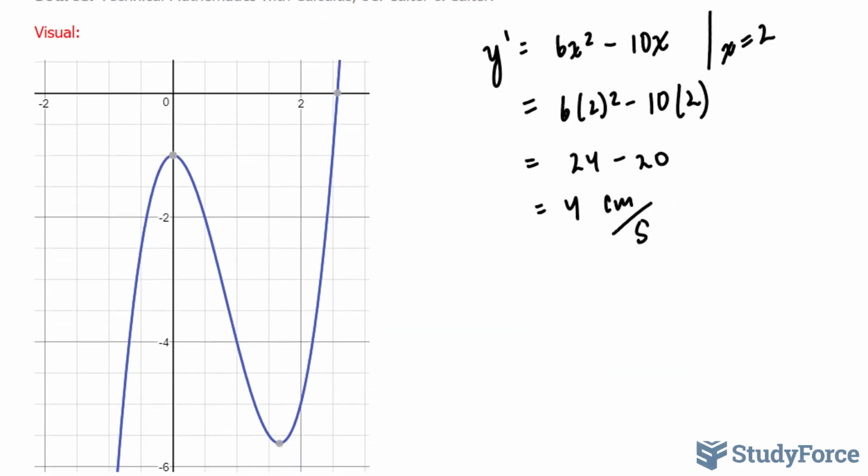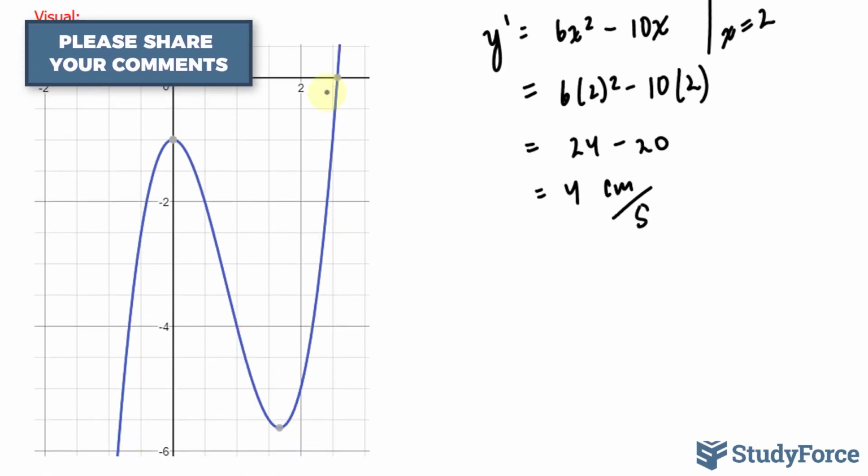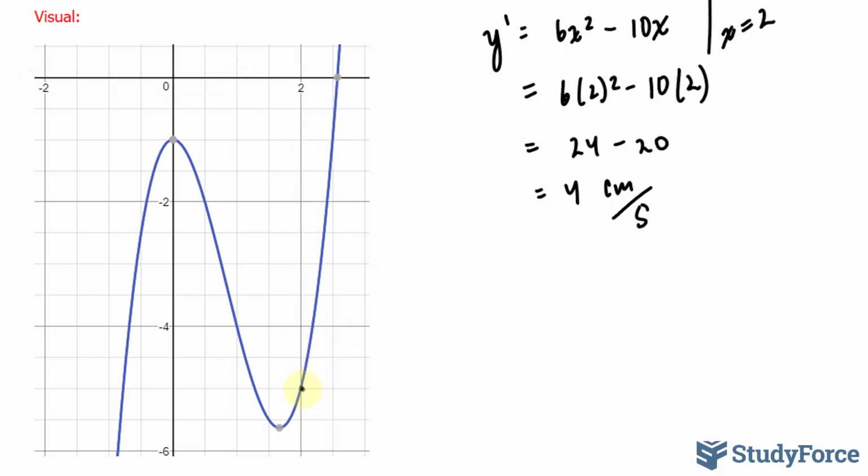Well, I've gone ahead and plotted the original equation, and it looks like this. At x is equal to 2, here's x is equal to 2, we have a point. And if we draw a tangent line along this point, and it's a perfect tangent line, and if you find the slope of this tangent line, you should end up with 4. So the slope of this tangent line, m, is equal to 4 centimeters per second.